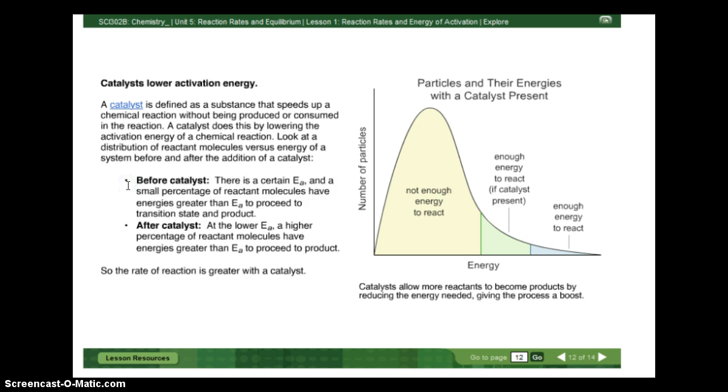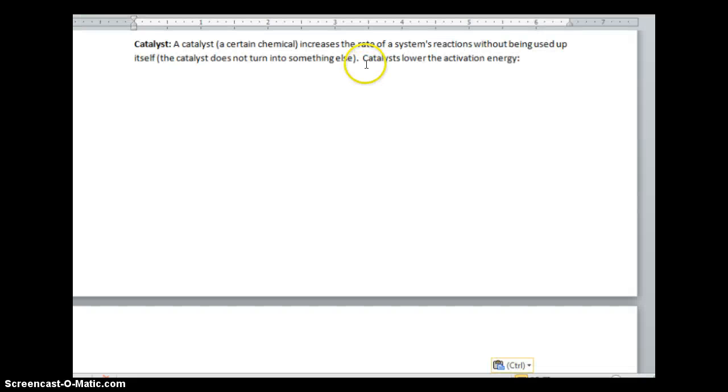Before the catalyst, there is a certain activation energy, and a small percentage of the reactant molecules have energies greater than the activation energy to proceed to transition state and product. After the catalyst, at the lower activation energy, a higher percentage of reactant molecules have energies greater than the activation energy to proceed to product. So the rate of reaction is greater with a catalyst. Personally, I don't like the picture they chose because here's the main idea. Catalysts lower the activation energy.